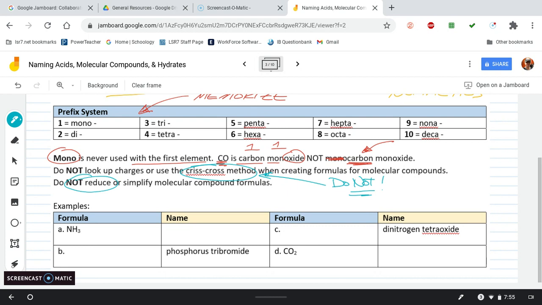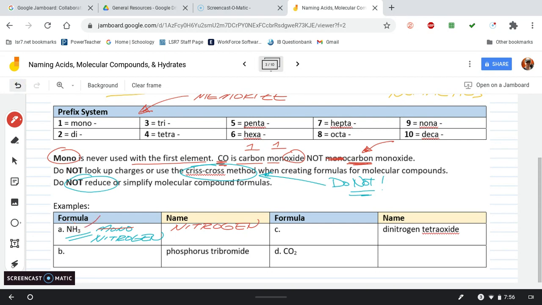Okay, so let's look at this. So we've got A, which is NH3. Okay, so I have 1 nitrogen. So normally it would be mononitrogen, but we don't use mono with the first element, so that goes away. So it's just nitrogen. So nitrogen means 1 nitrogen, which is exactly what you have there. See, this is 1 nitrogen.